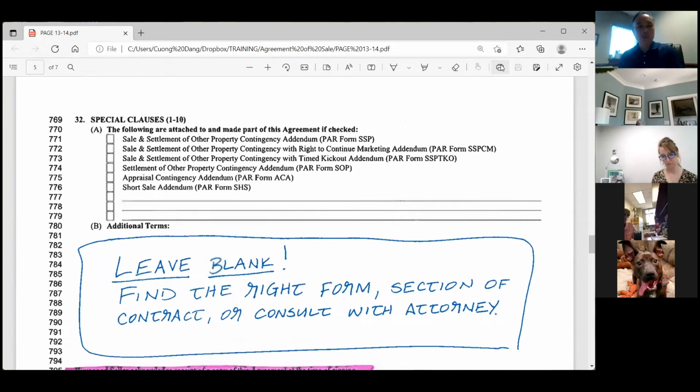32, special clauses. A, the following are attached to and made part of this agreement if checked. So the 6 that they have there are the common ones, right? Or at least used to be the common ones. That's where I would check mark escalation clause, any addendums to the agreement of sale, just put it there.